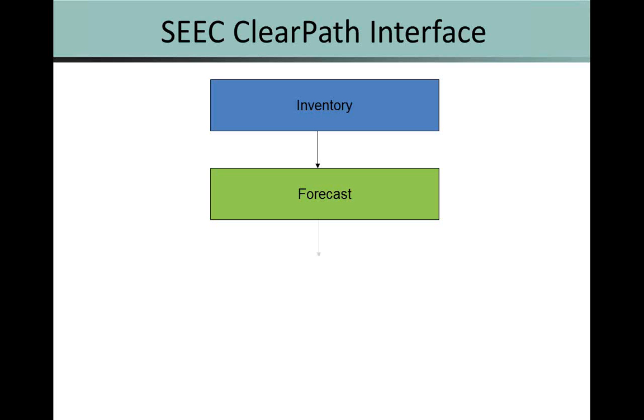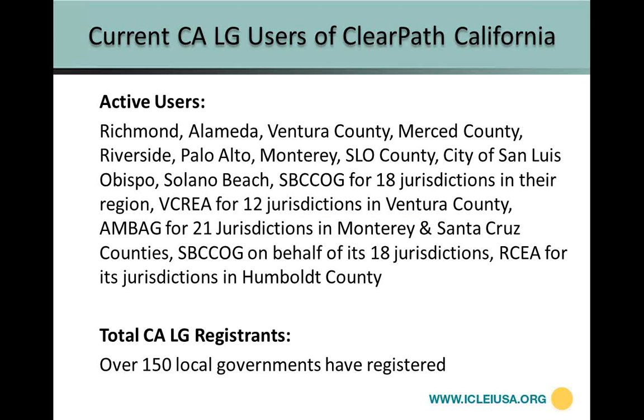So just a little snapshot on current California local government users of SEEC ClearPath California. It's really exciting. Since the launch of the full system back in March, it was the inventory, forecasting, and planning module, and then we just released the monitoring module this past month, we've seen a really huge uptick in terms of only having a few local governments at the beginning of the year, and now we have over 150 local governments that have registered.